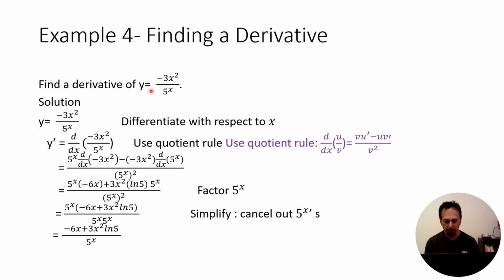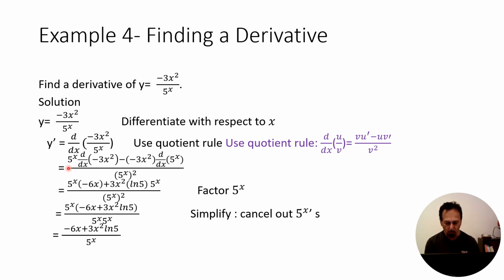Find the derivative of y equals minus 3x squared over 5 to the x. Again, it's a quotient, so we apply the quotient rule. So y prime: we square the denominator 5 to the x, and write the denominator and multiply by the derivative of the numerator negative 3x squared, and then subtract the numerator minus 3x squared multiplied by the derivative of the denominator 5 to the x.